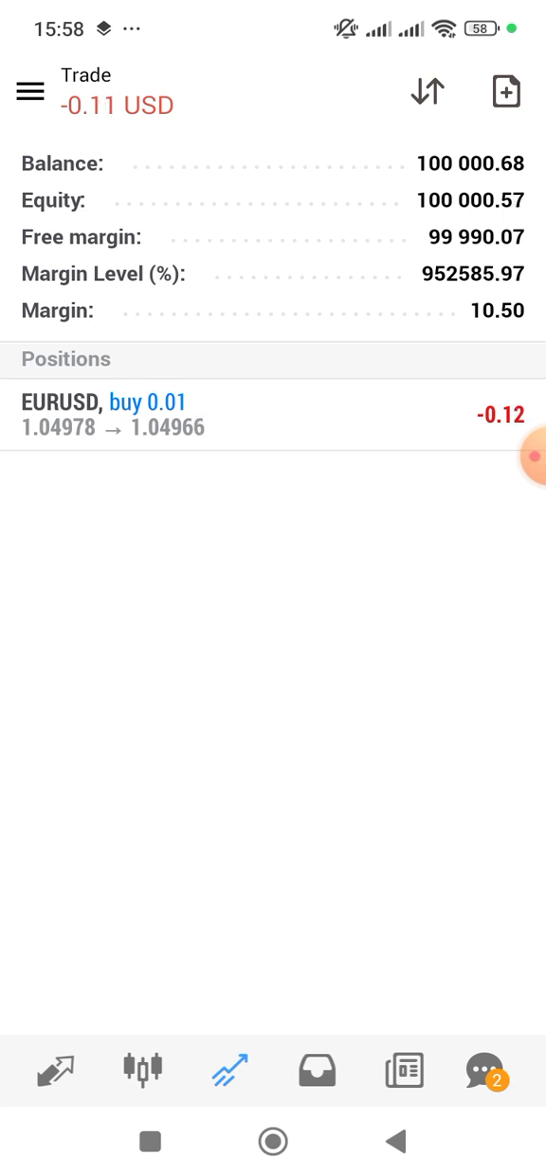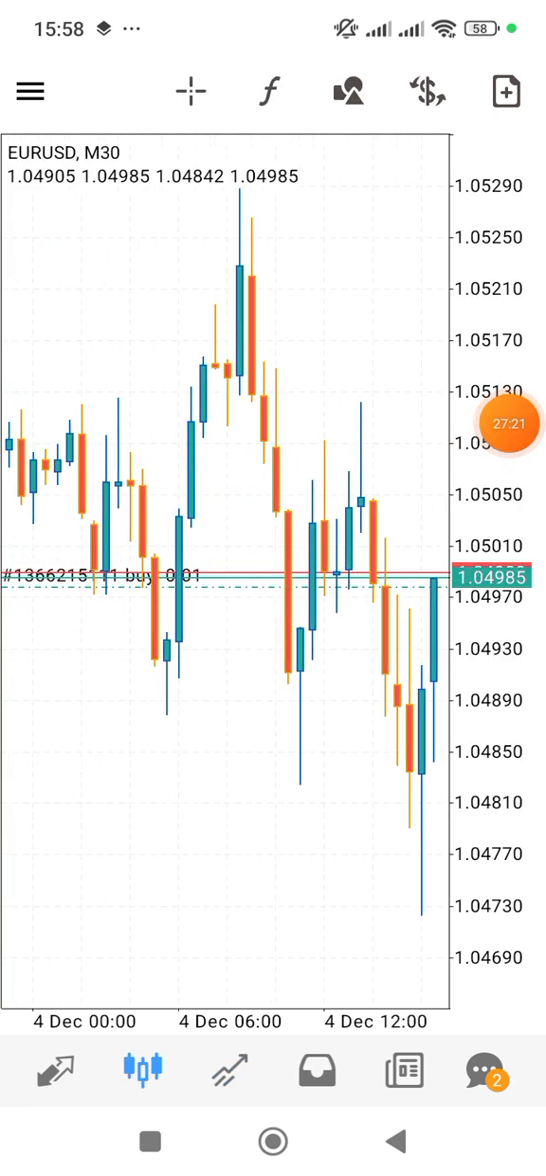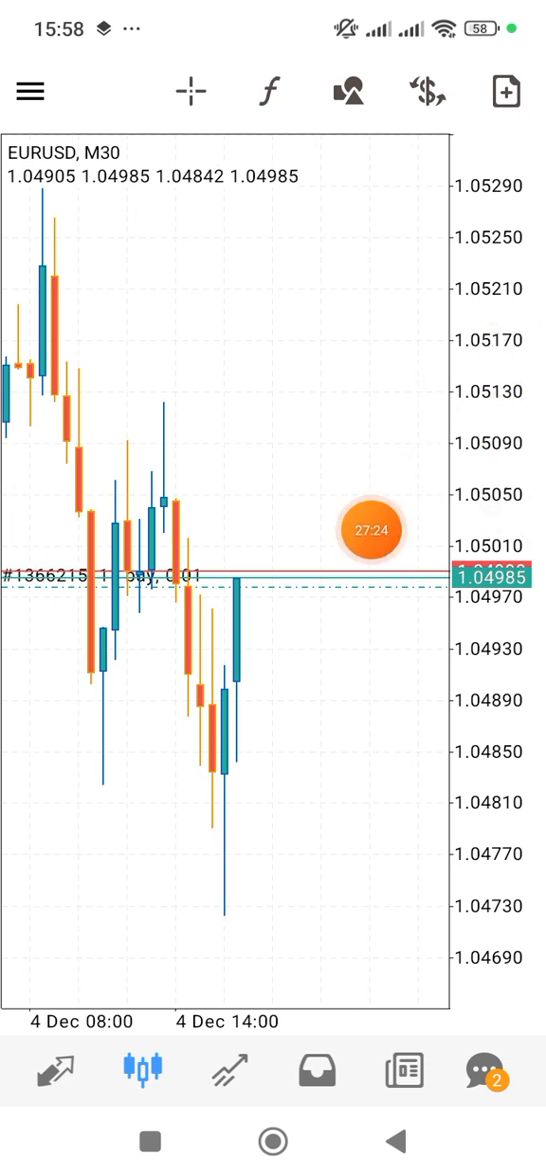So you have price action. Price action is the fluctuation of price on your chart. All this movement of price as the market is moving here and there, that's price action.